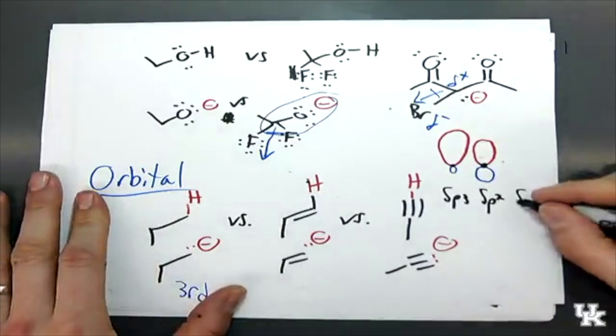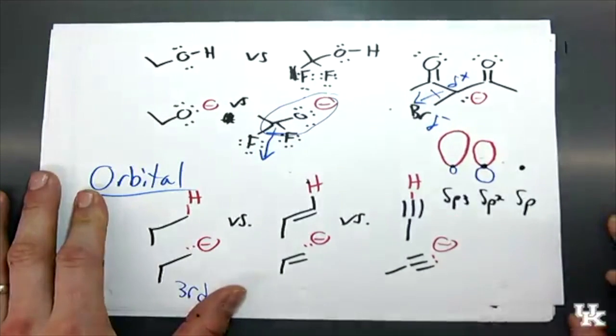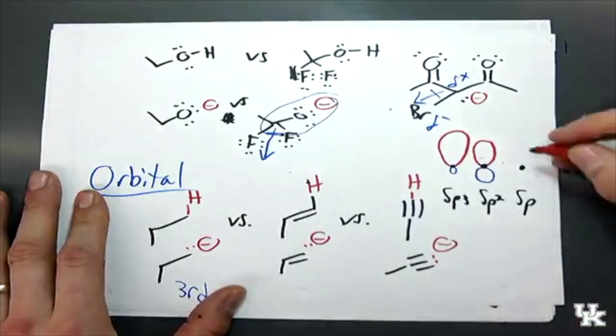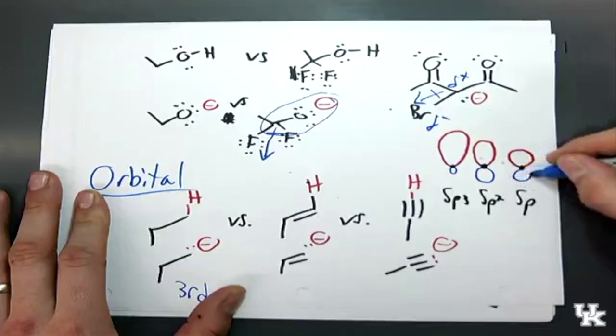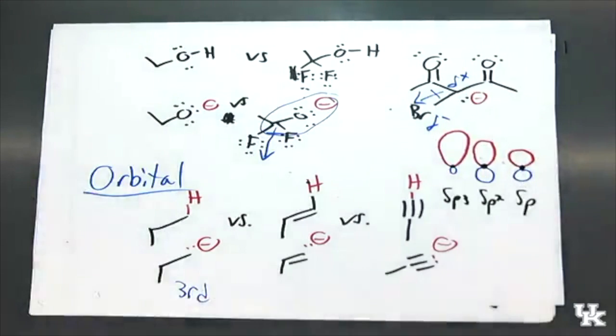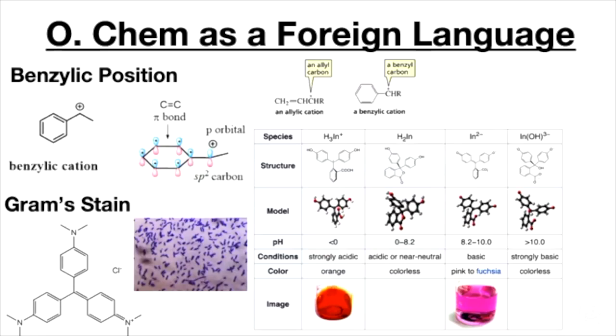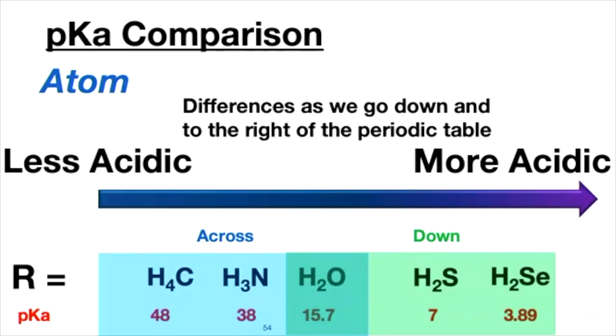If you go to sp, though, however, now you have full 50-50 s and p character. And what that's going to do to the orbital is make it look much weirder, much more compact, and actually that's going to bring it into much closer proximity to the nucleus. And because of that, that's going to be a much more stable conjugate base, which means the acid is going to be what? Stronger. That's exactly right.